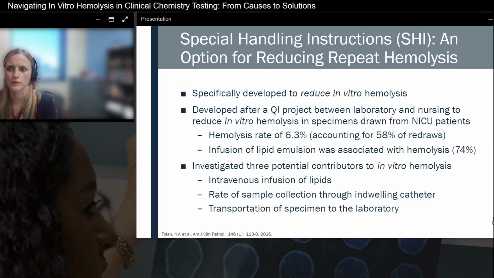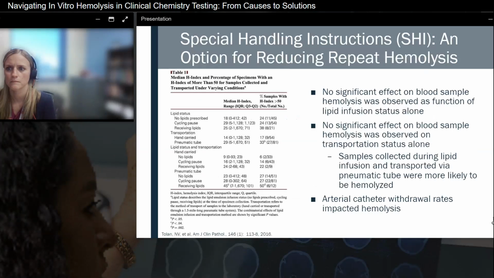Special Handling Instructions were developed after a QI project between lab and NICU to reduce in vitro hemolysis in specimens drawn from NICU patients. During the project, the team investigated three potential contributors to hemolysis: intravenous lipid infusions, rate of sample collection through indwelling catheter, and transportation of specimen to the laboratory. During the investigation, the authors determined that high catheter withdrawal rates contributed to in vitro hemolysis, as well as collecting samples during lipid infusions and then transporting them via pneumatic tube.